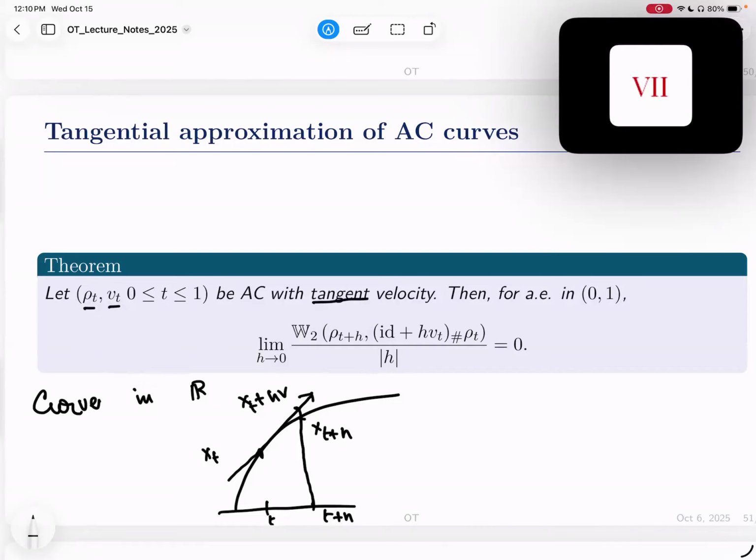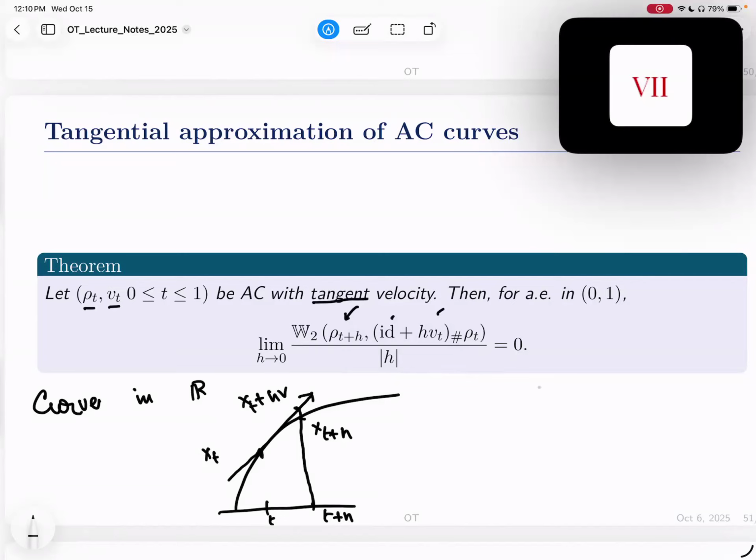Now I look into time t, and I look into time t plus h. At time t plus h, I have my curve, which is at rho t plus h. This is my probability distribution at rho t plus h. Now, what I do at time t is that I push forward my time t measure by the map, which is identity plus h times vt.